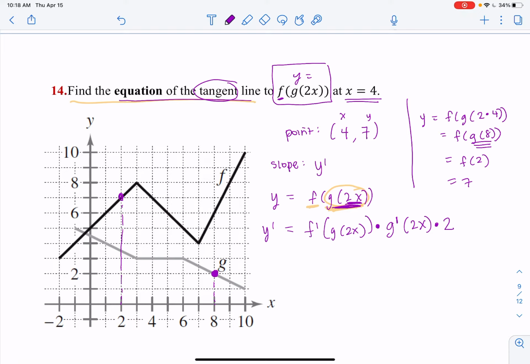So that's the general slope, but we want the slope when x is equal to 4. So let's plug it in. We have f prime of g of 2 times 4, which is 8, times g prime of, again, 2 times 4, which is 8, times 2. Let's work on the insides first.